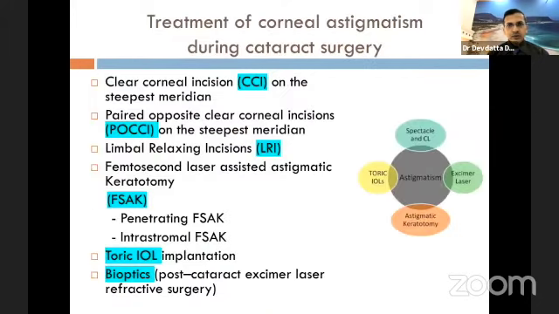So what are the treatment options we have? We have clear corneal incisions on the steepest axis. Then we have paired opposite clear corneal incisions. We have limbal relaxing incisions. Then the latest ones are femtosecond laser assisted keratotomy and toric IOL, and of course the last is bioptics, that is post-cataract excimer laser refractive surgeries.